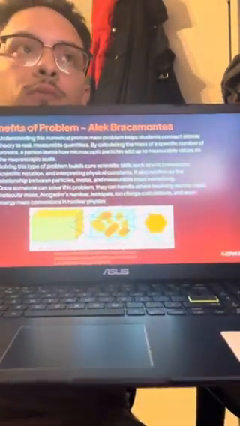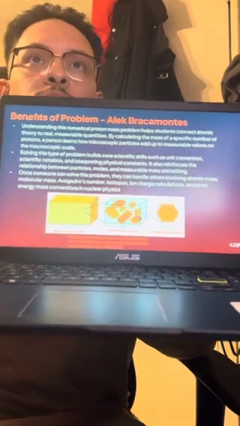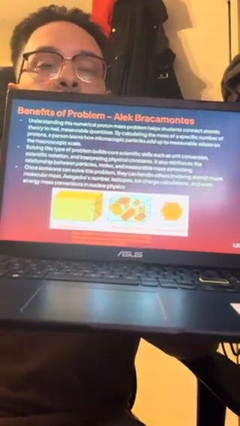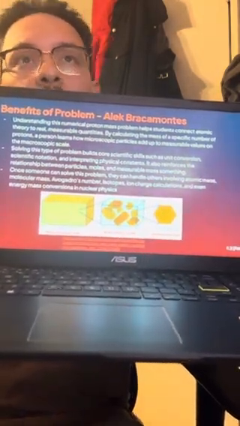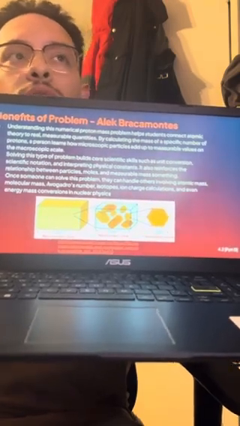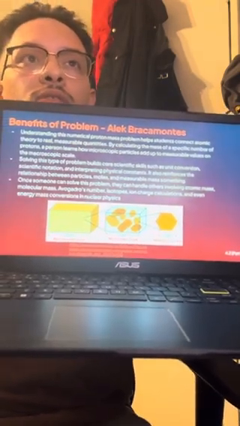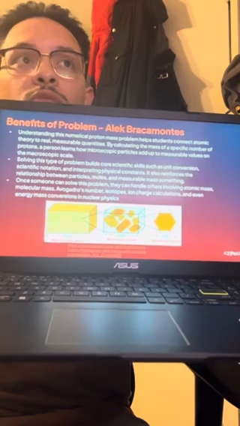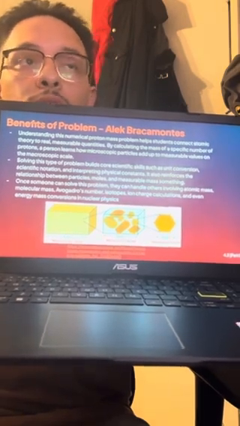Now, the benefits of this problem. Understanding this proton mass problem helps students connect atomic theory to real measurable quantities. By calculating the mass of a specific number of protons, a person learns how microscopic particles add up to measurable values on the macroscopic scale.